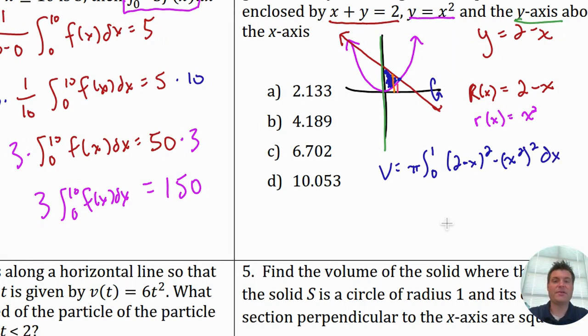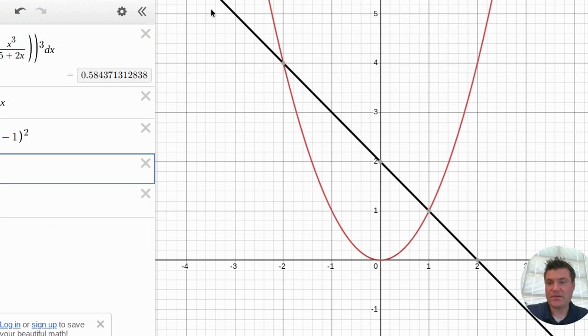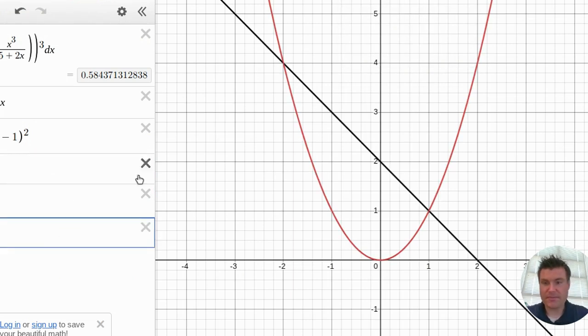And all you do from here is you're just going to go ahead and type this integral into Desmos. And of course, right now you can't really see me typing it in on the left hand side. You'll be able to see it here in a second. So you can see part of it, 2 minus x, and that's all squared, minus x squared squared, which is x to the fourth. You wrap everything up nicely.